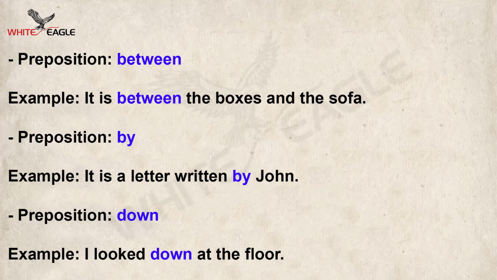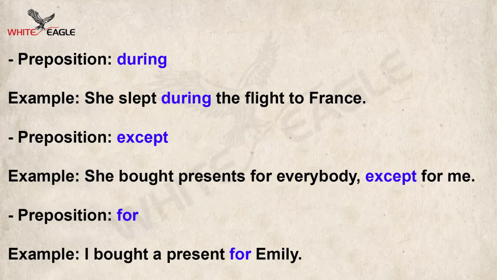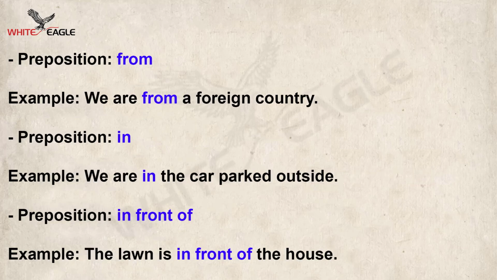Preposition: down. Example: I looked down at the floor. Preposition: during. Example: She slept during the flight to France. Preposition: except. Example: She bought presents for everybody, except for me. Preposition: for. Example: I bought a present for Emily.